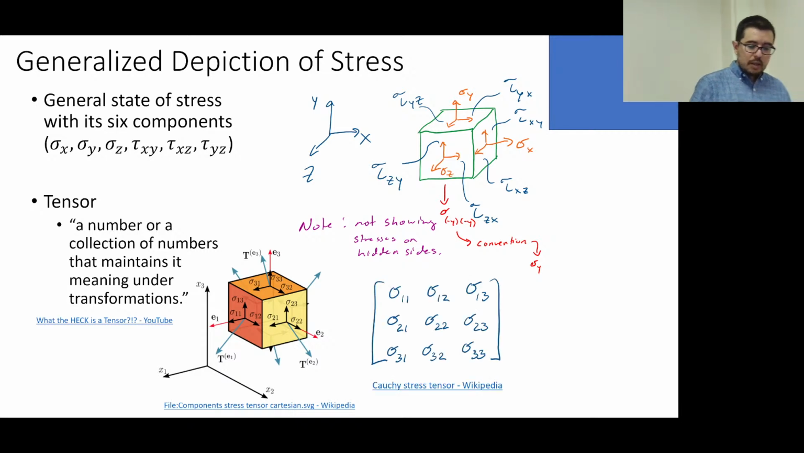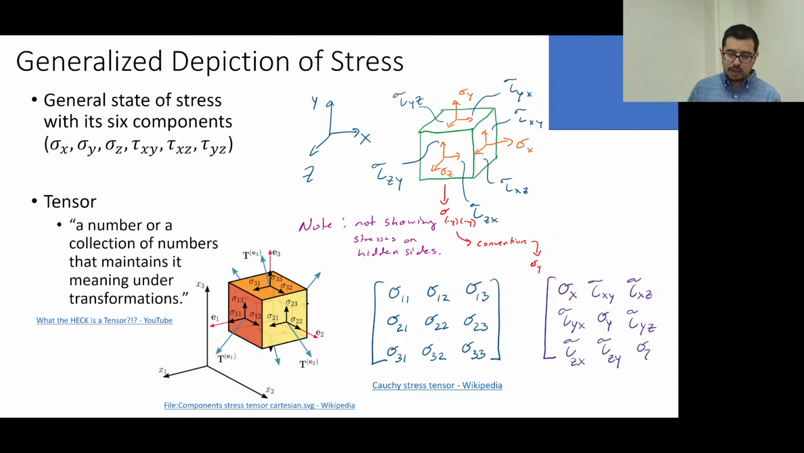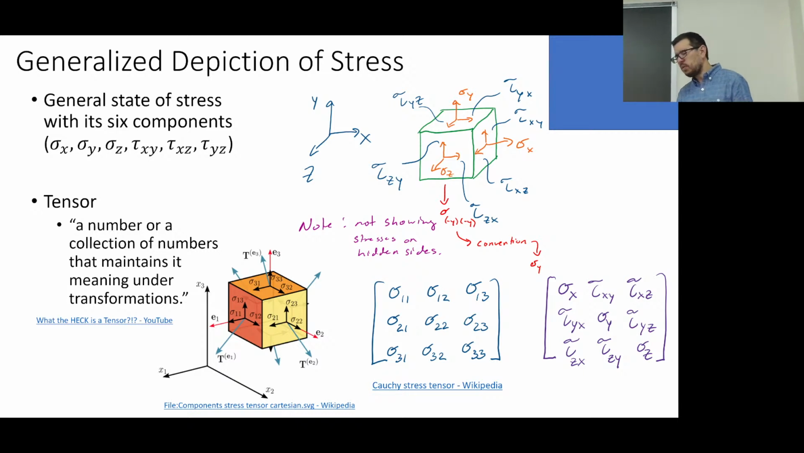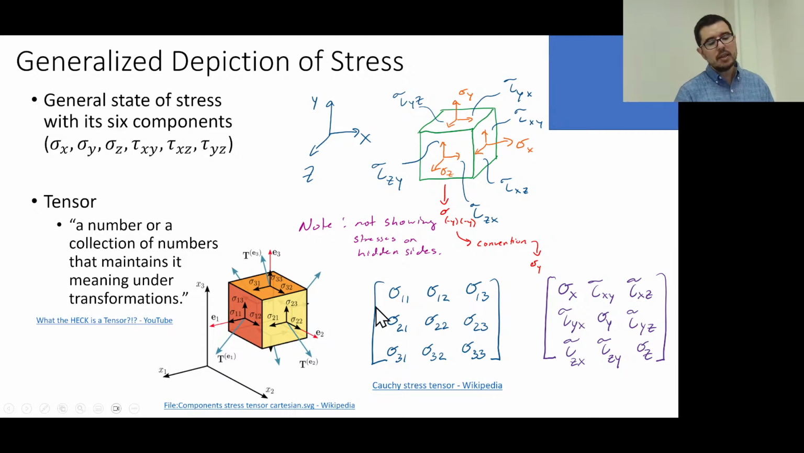And this is a Cauchy stress tensor. If you want to learn more about it, you can look at textbooks or Wikipedia. We're typically not writing sigma 1 1, sigma 1 2, sigma 1 3, but we write them as sigma x, sigma y, tau xy, tau xz. And of course, if we're doing things with Pre-Post Max in finite element analysis, then we remember these subscripts.